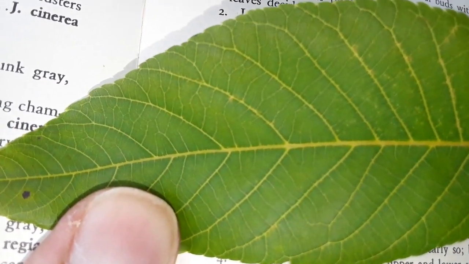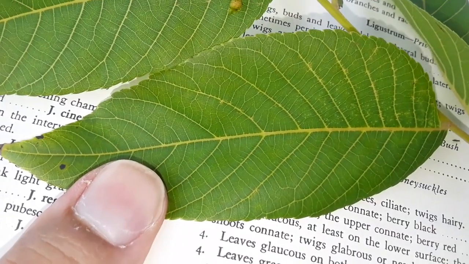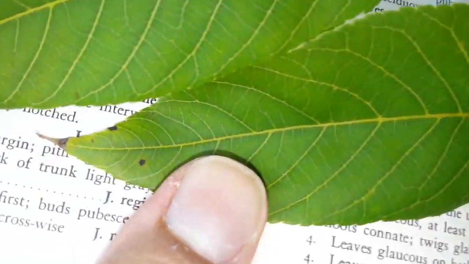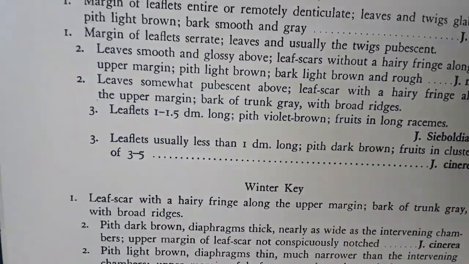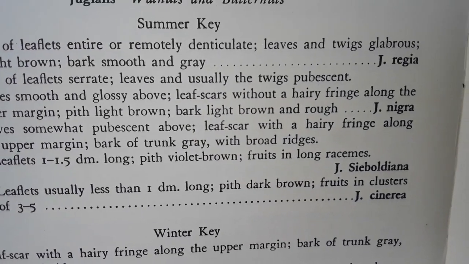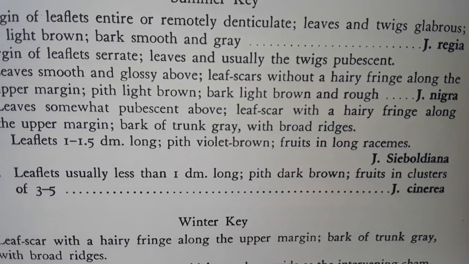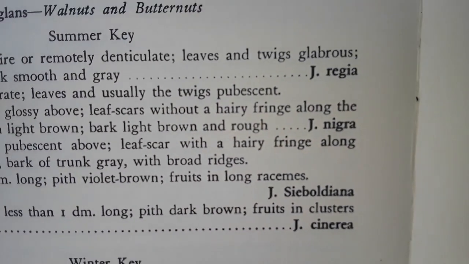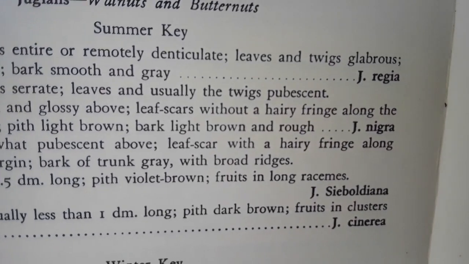Okay. Here's a close-up of the twig, and you can see it has fine hairs on it. So that's pubescent. And the leaves themselves, the leaflets, are glabrous. No pubescence at all. Alright, so we have leaves smooth and glossy above, leaf scars without a hairy fringe along the upper margin. Pith light brown, bark light brown and rough. Juglans nigra, the black walnut.